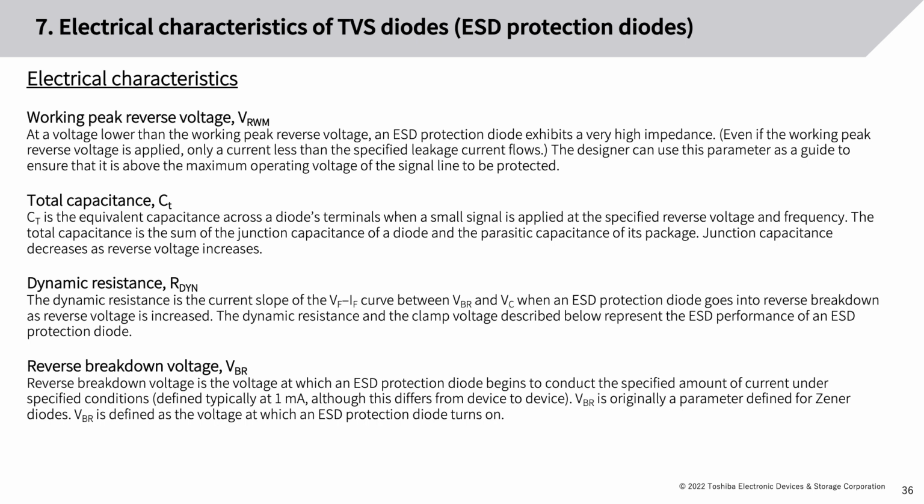Reverse breakdown voltage, VBR. Reverse breakdown voltage is the voltage at which an ESD protection diode begins to conduct the specified amount of current under specified conditions, defined typically at 1 mA, although this differs from device to device. VBR is originally a parameter defined for Zener diodes. VBR is defined as the voltage at which an ESD protection diode turns on.